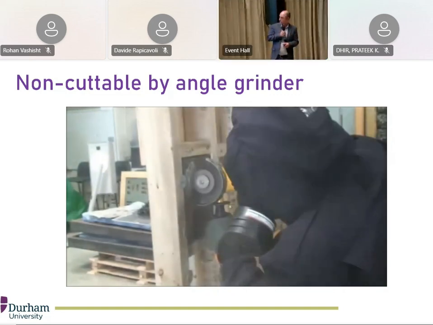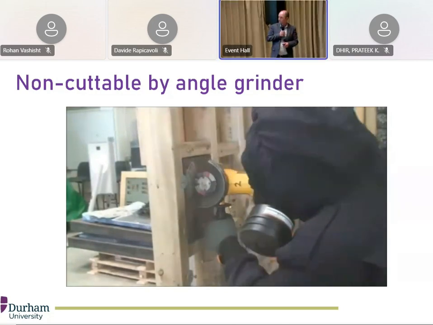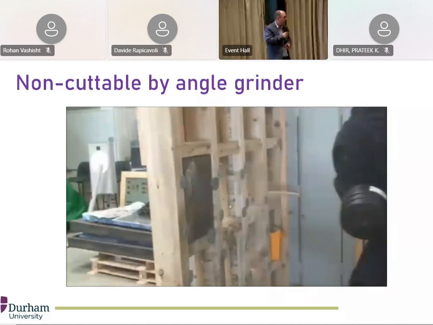Okay, the disk disappeared, right? And how did it happen? I mean, we all know you can cut blocks of concrete with no problem, right? So this is a relatively soft material. So what is making it so difficult to cut?